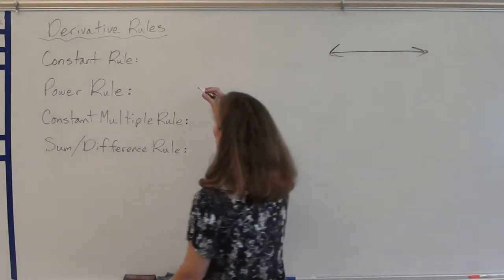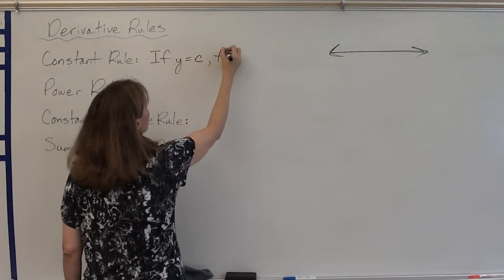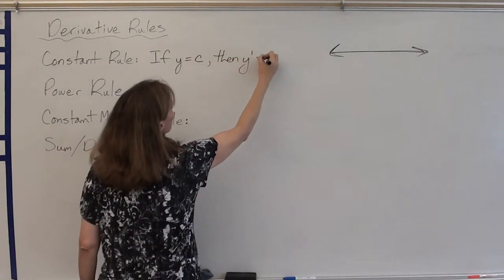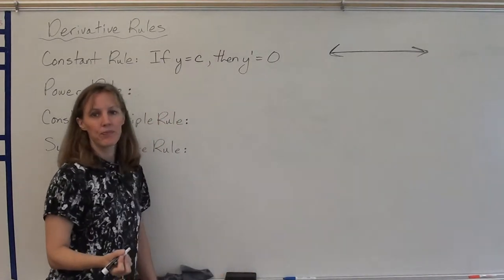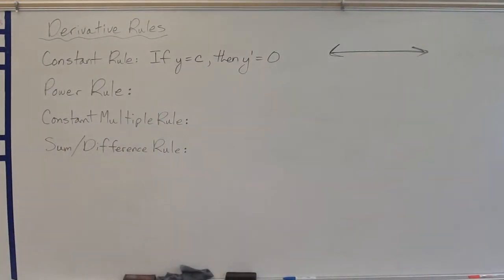So here's our constant rule. If y is a constant, then the derivative is 0. Right? So no matter what, if y is a constant, the derivative is 0.